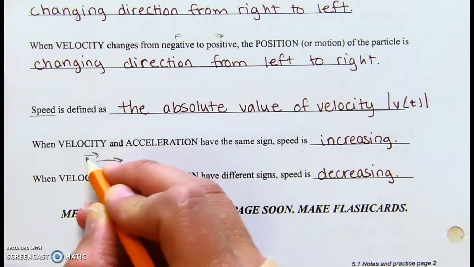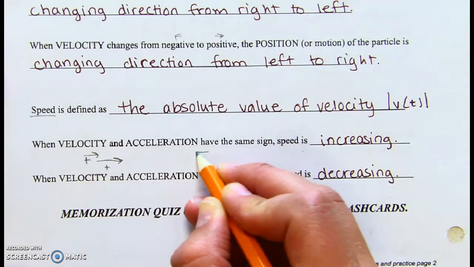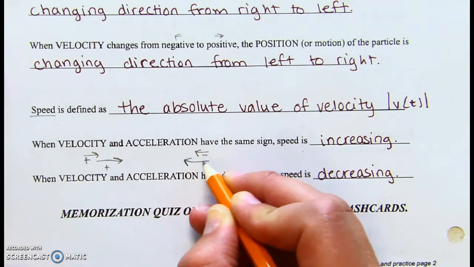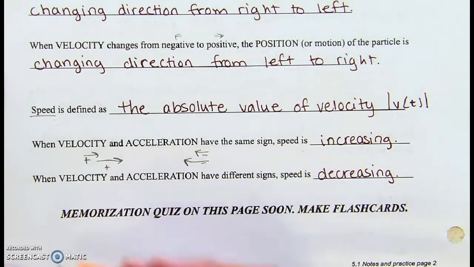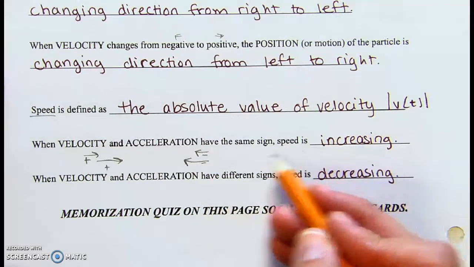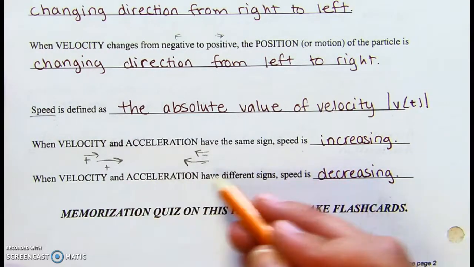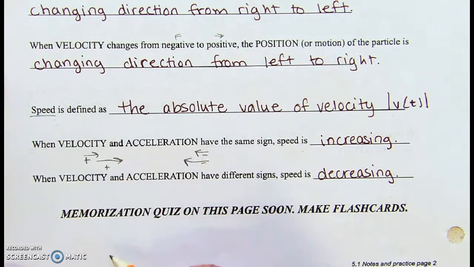And if those would be positive, positive. If velocity is moving to the left, acceleration is helping it move to the left, like wind is blowing it or the current is taking it, same sign, it's still increasing. The speed is increasing, but to the left, okay?